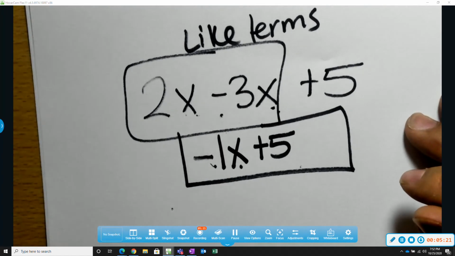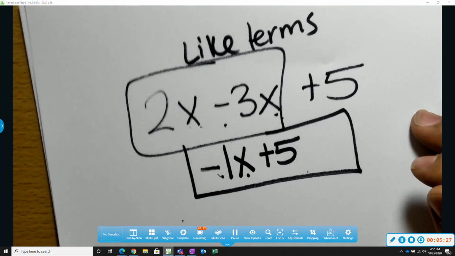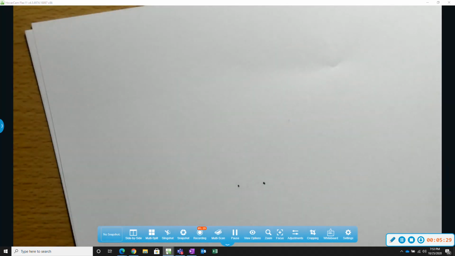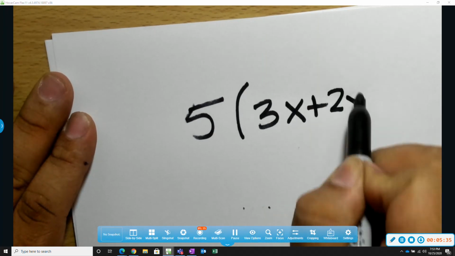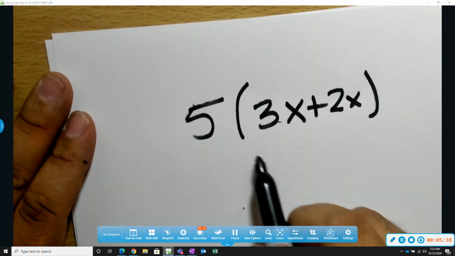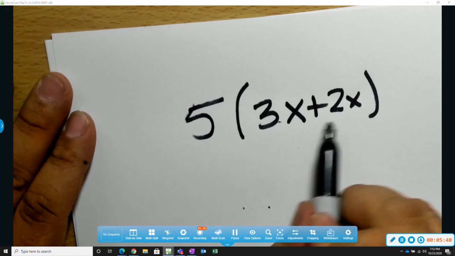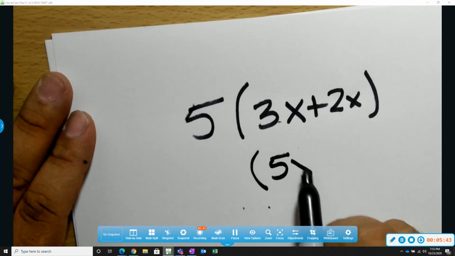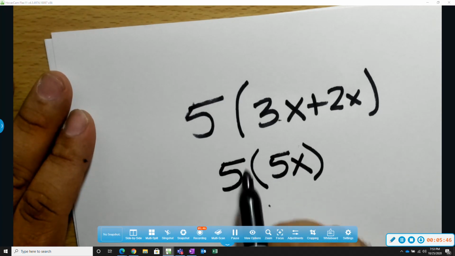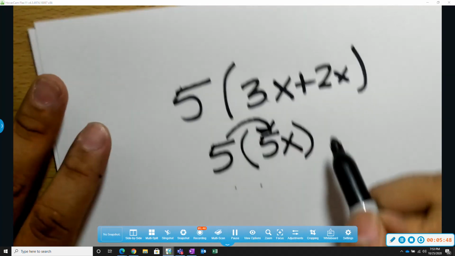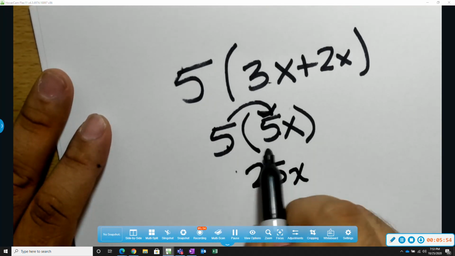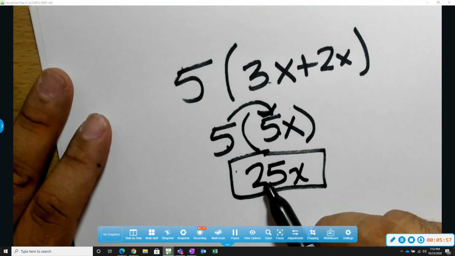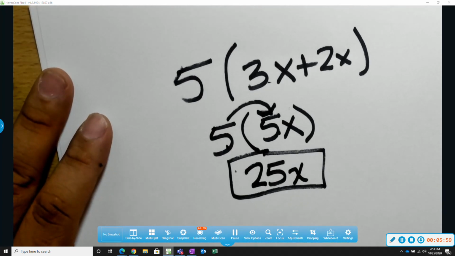Okay, there is one more example I wanted us to do. Sorry, two more. If I had something like 5 parentheses 3x plus 2x, remember we're doing parentheses first, they're like terms so I can combine them. That's 5x. I have my 5 on the outside. Remember 5 is just distribution or multiplying. 5 times 5 is 25, and then I have an x. I have my coefficient and my variable. This one does not have a coefficient.